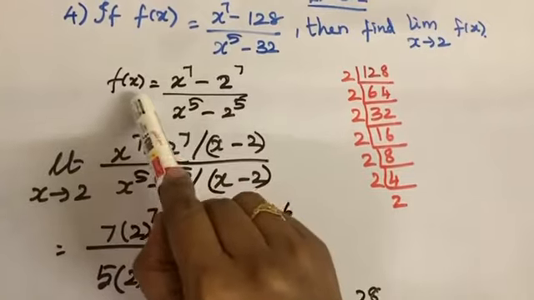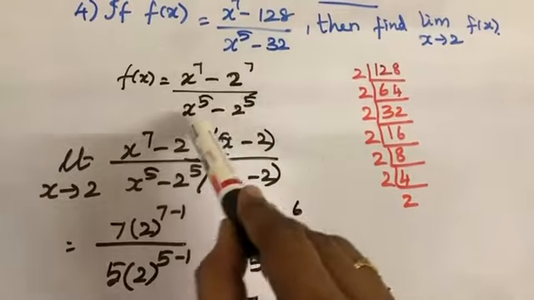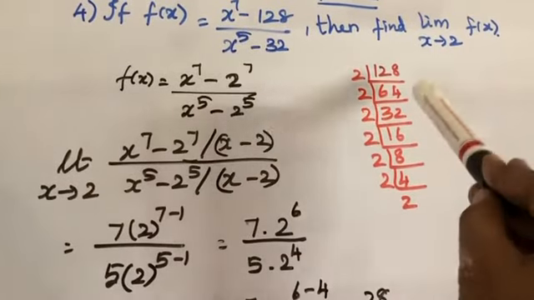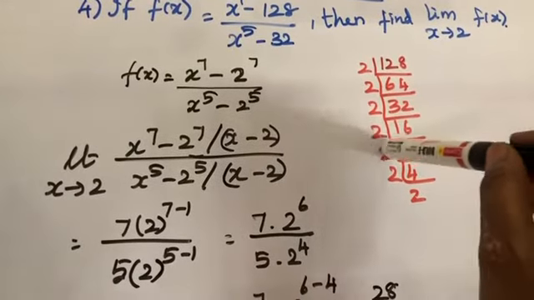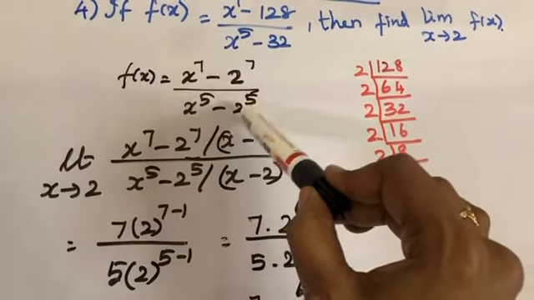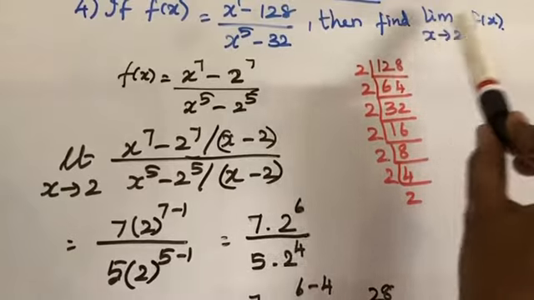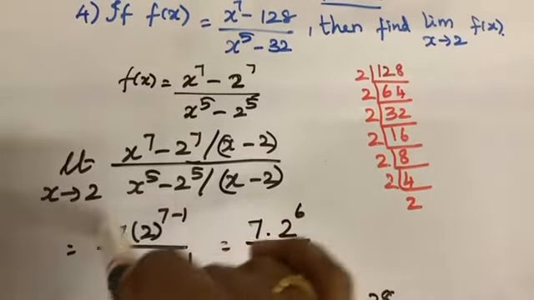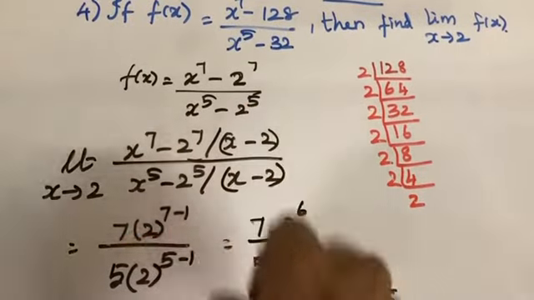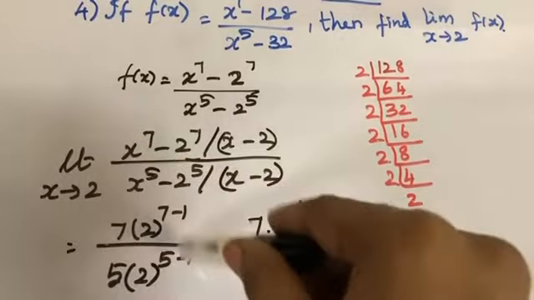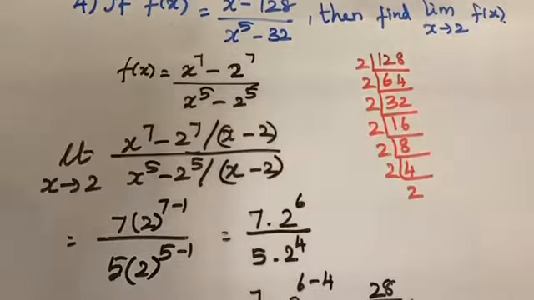So f of x is equal to x power 7 minus 128 as 2 power 7 divided by x power 5 minus 32 as 32. While dividing 32 by 2, 32 is equal to 2 power 5. We can write 32 as 2 power 5. Now we can apply limit x tends to 2. So limit x tends to 2, our function x power 7 minus 2 power 7 divided by x power 5 minus 2 power 5. So to bring this in our standard form, I am dividing the numerator and denominator by x minus 2.